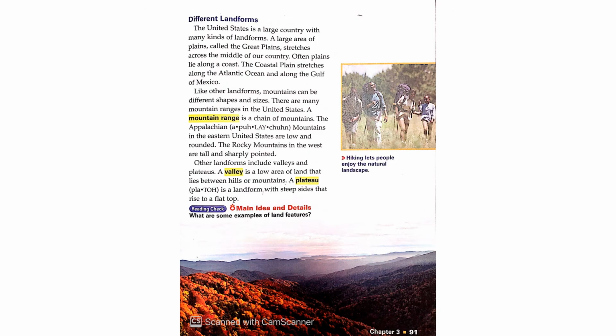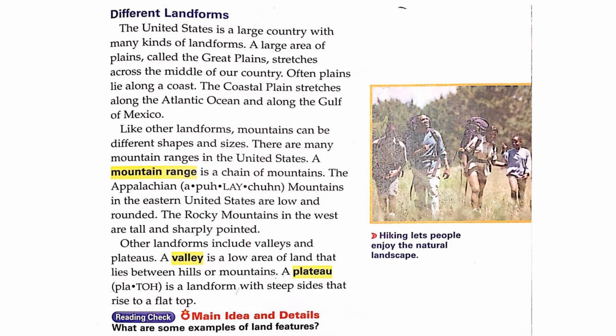Let's look at different landforms. Let's have a closer view. The United States is a large country with many kinds of landforms. A large area of plain called the Great Plains stretches across the middle of our country. Often plains lie along a coast. The coastal plain stretches along the Atlantic Ocean and along the Gulf of Mexico. Like other landforms, mountains can be different shapes and sizes. There are many mountain ranges in the United States.